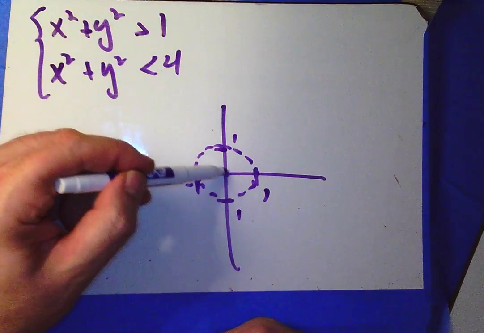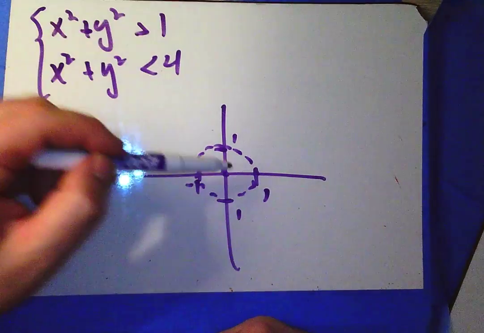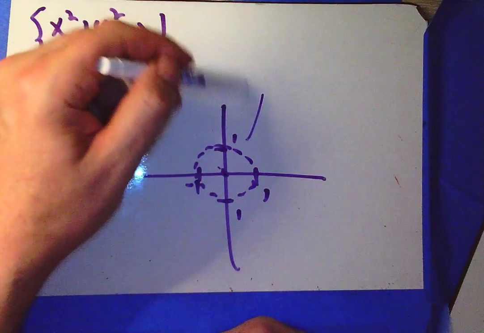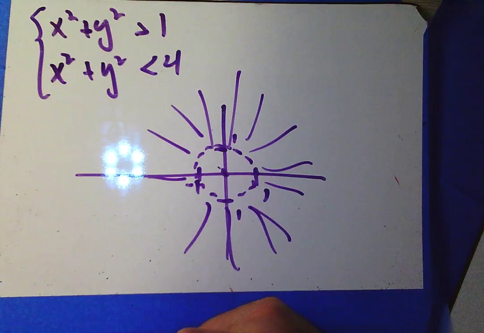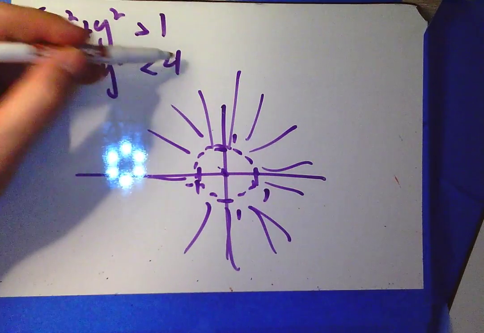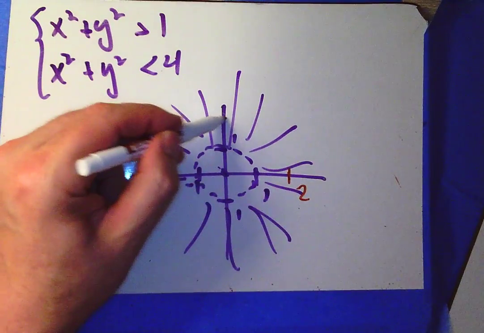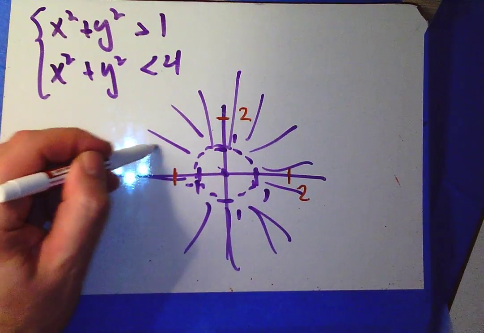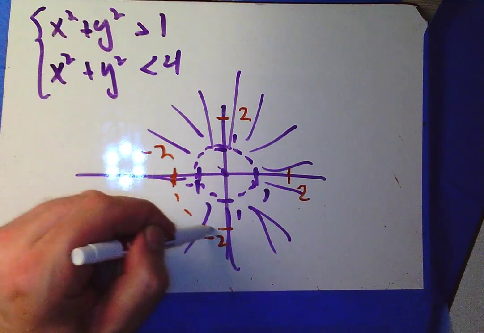Here's my radius of 1 circle. And where do I shade? Well, if I plug 0, 0 in, is 0 bigger than 1? No, so that's not a solution, which means I shade out, like the sun. And then if I graph my second inequality, x squared plus y squared is less than 4, we know the radius is now 2. And we draw in our dotted circle.